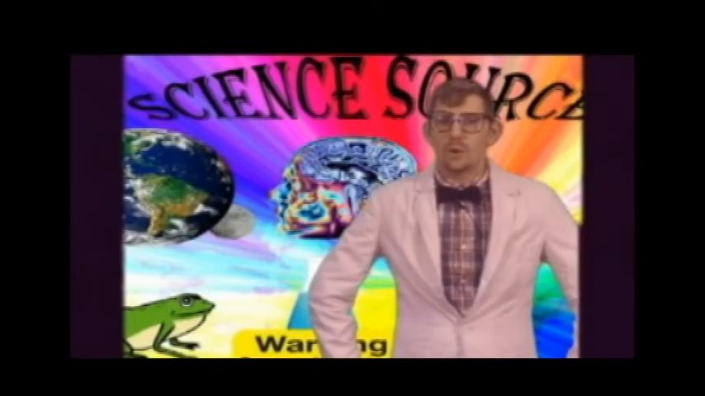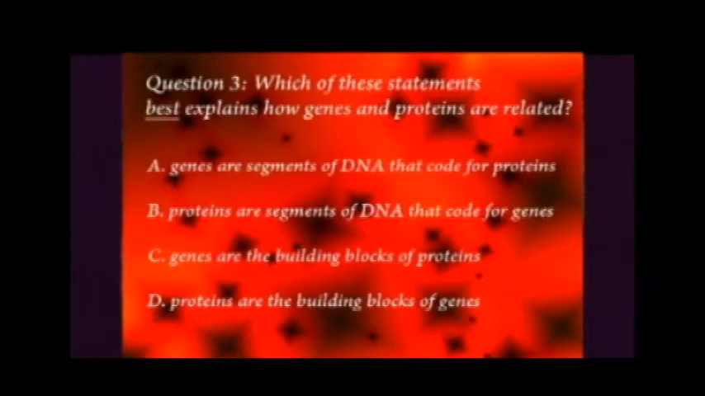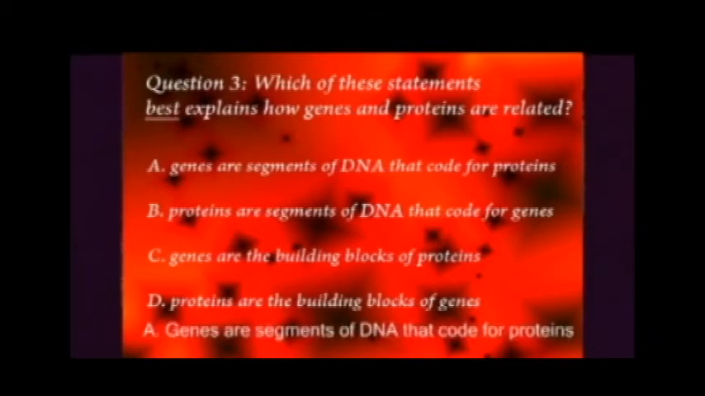Let's try another question. Which of these statements best explains how genes and proteins are related? Is it A, genes are segments of DNA that code for proteins, B, proteins are segments of DNA that code for genes, C, genes are the building blocks of proteins, or D, proteins are the building blocks of genes? If you said A, genes are segments of DNA that code for proteins, you were correct.